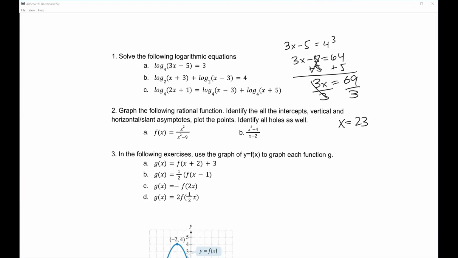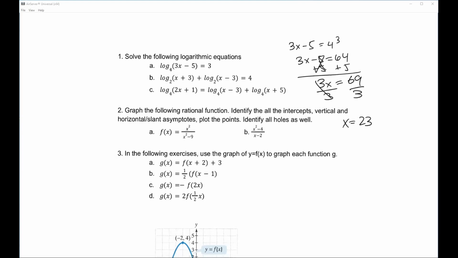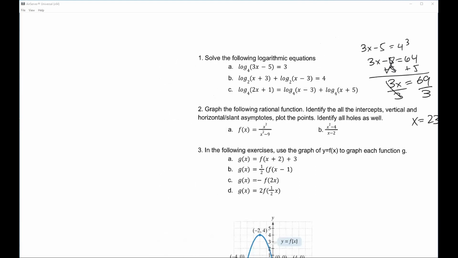For letter B, you have to multiply it, right? Because adding means multiply. And so it's log base 2 of x plus 3 times x minus 3 is equal to 4, right? Then this should be x plus 3 times x minus 3 is equal to 2 to the fourth power. 2 to the fourth power is 2 times 2, 4, 8, 16. So it would be x squared minus 9 is equal to 16.